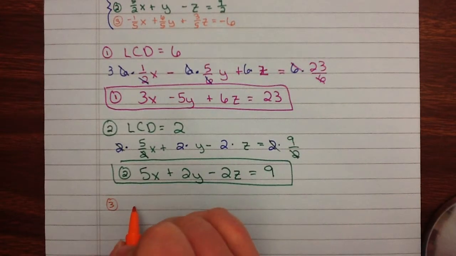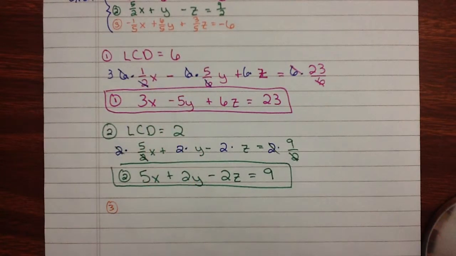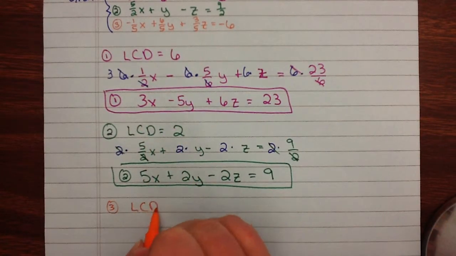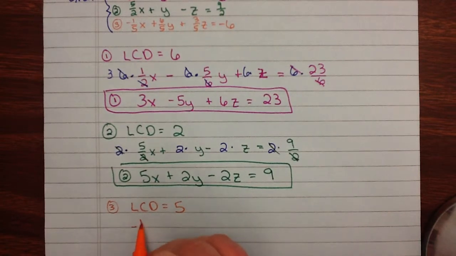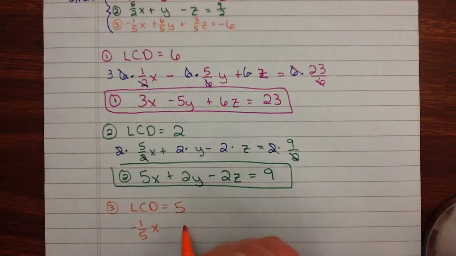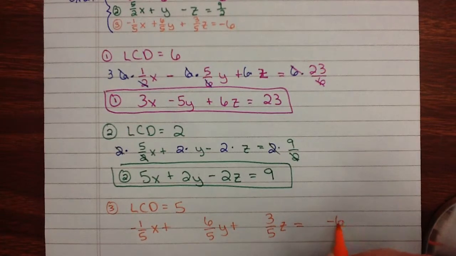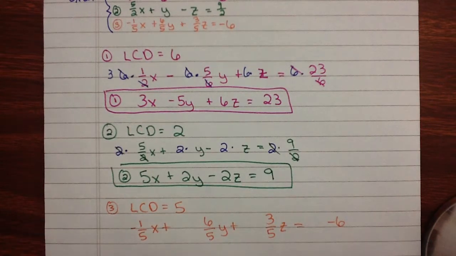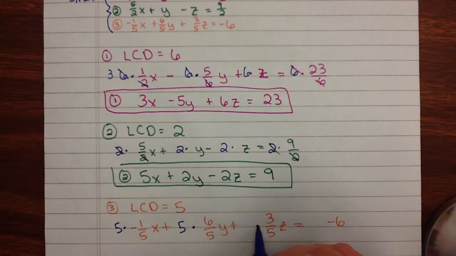I know it. So on equation 3, I've got negative 1/5, 6/5, and 3/5. Again, what's the only number in my denominator? It's 5, so my least common denominator is definitely going to be 5. I'm going to bring down that equation again, leaving some room for multiplying. Negative 1/5 x, 6/5 y, 3/5 z, and negative 6. And this time I'm going to multiply all of those by 5 because that's my least common denominator and that helps me get rid of it.